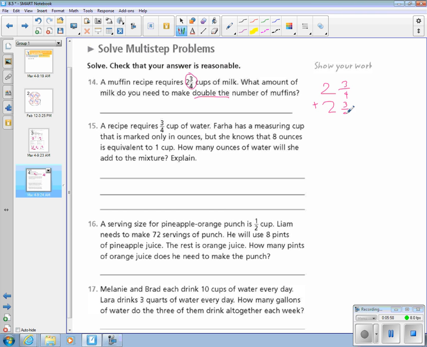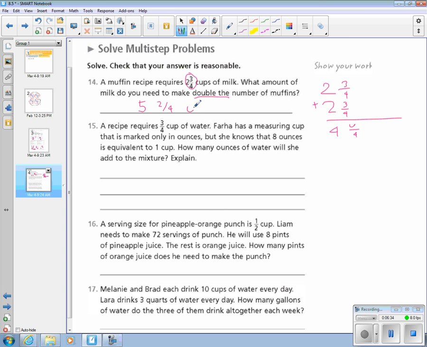Okay, 2 3/4 plus 2 3/4 equals 4 6/4. We can add those two fractions together because they have the same denominator, but we do need to simplify this. If you thought we were done, we are not. So 6/4 equals 1 whole, and with 2 left over, we have 5 2/4.